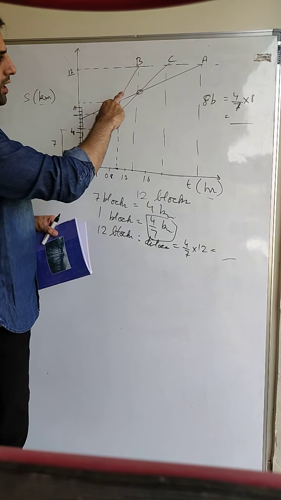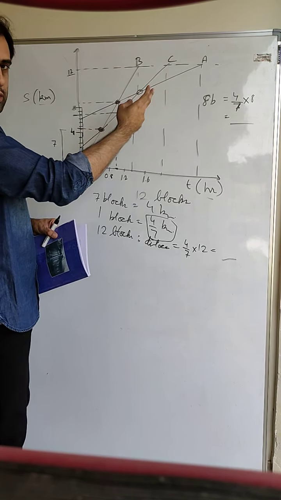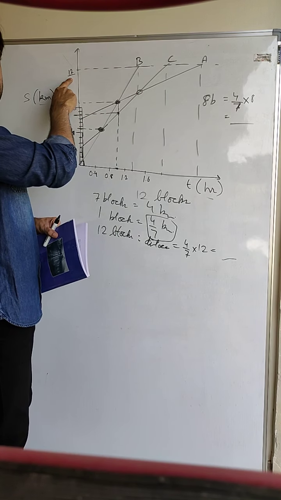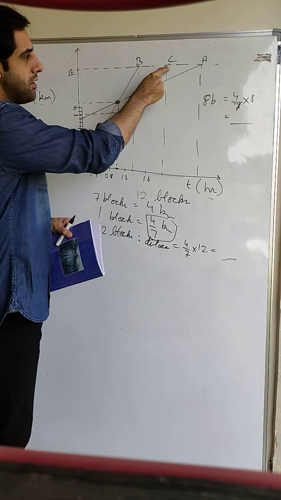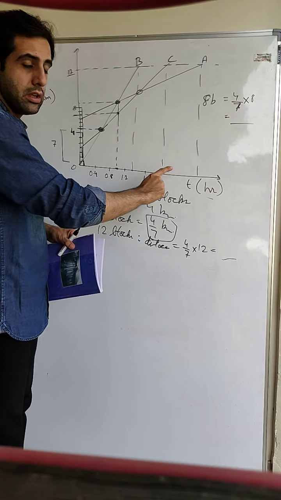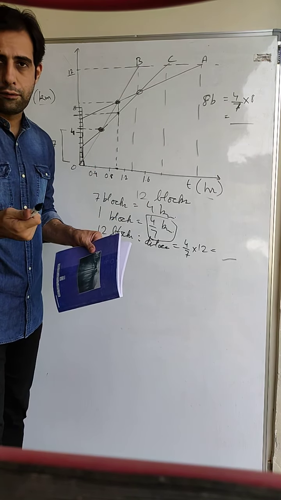This is the graph. There are three bodies A, B and C which are traveling. All of them are traveling to the same distance, 12 km. But since they are achieving 12 km at different times, that means they are traveling with different velocities.